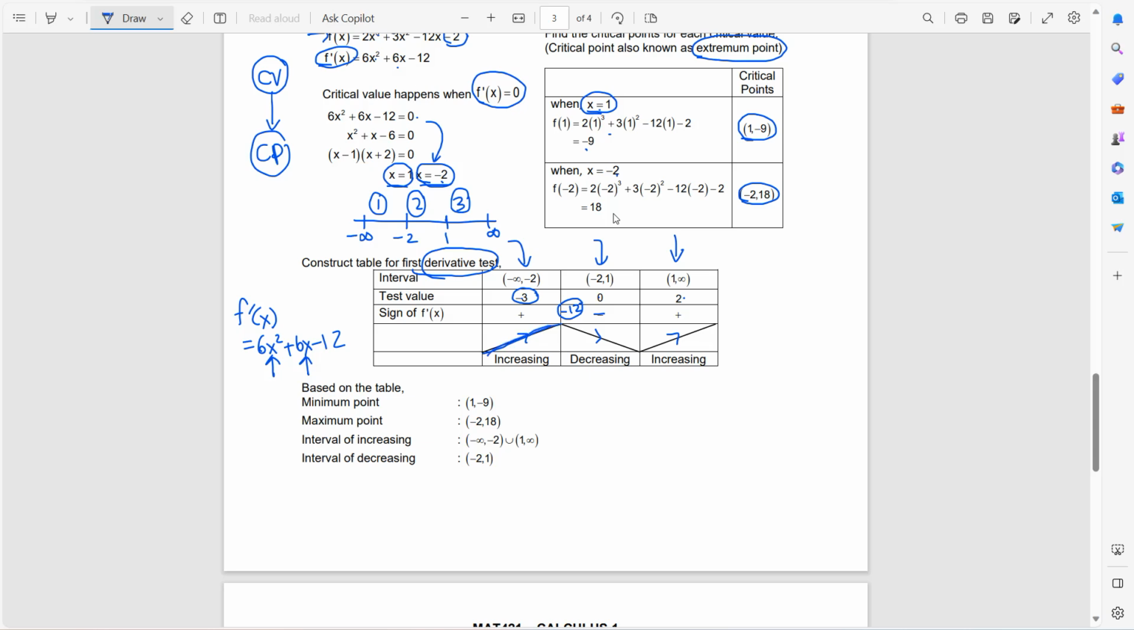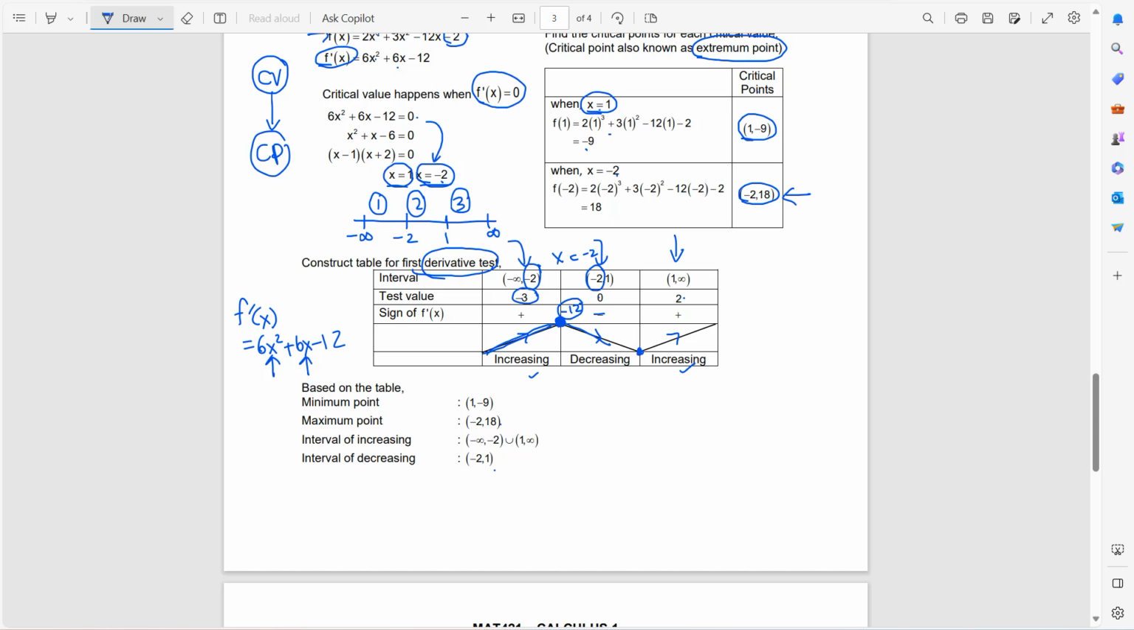Going up like this is a maximum value. The maximum value happens when x equals negative 2. So this is going to be our minimum value. And then we're moving on. The critical point, this is actually our minimum value. This is the minimum value and this is the maximum value. Then we already know our interval of increasing is this one, and our decreasing is this one.